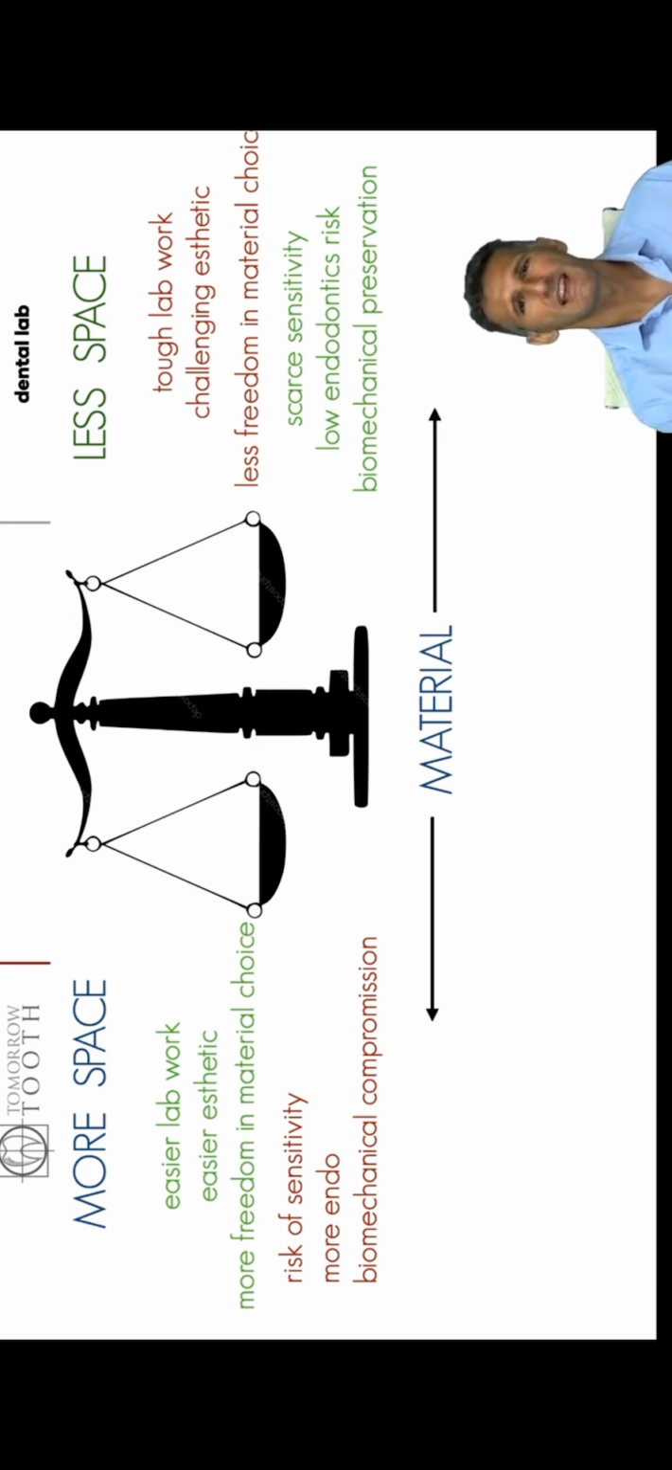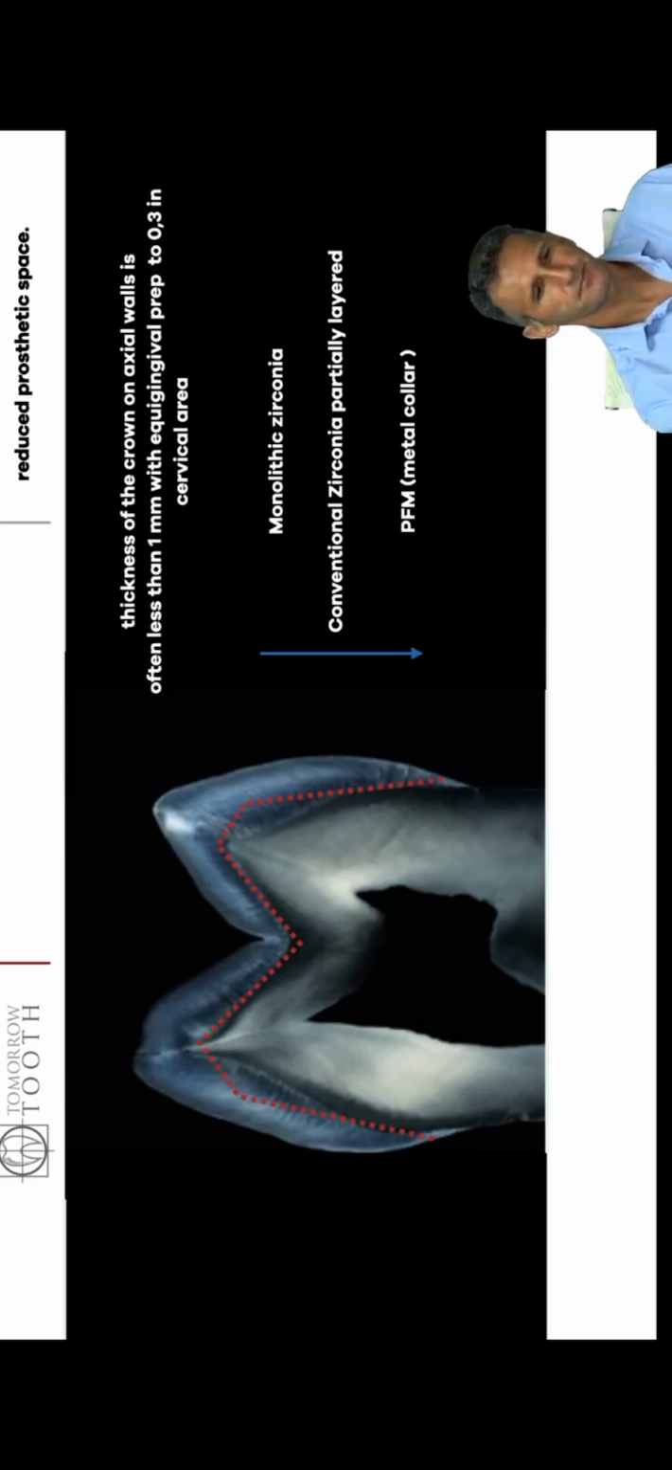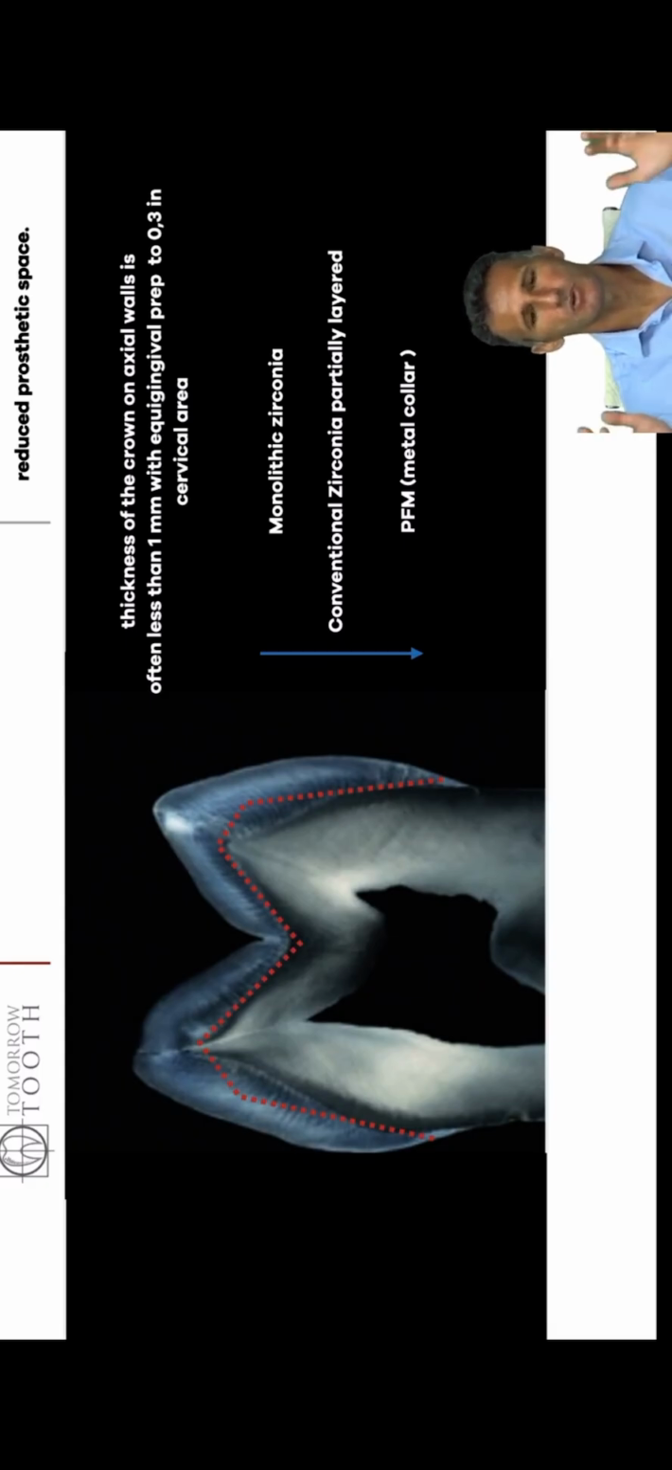And it's also about the availability of the material that you can use. When we do the minimally invasive protocol, the thickness of the crown on the axial walls is often less than 1 millimeter. Often we are at 0.7, 0.8, and at the cervical margin where the crown is finishing, we arrive at 0.3, 0.2 millimeters. So if you have to work in this kind of space, you do not have many choices. You can work just with a monolithic zirconia crown or with any other kind of monolithic material like lithium disilicate.